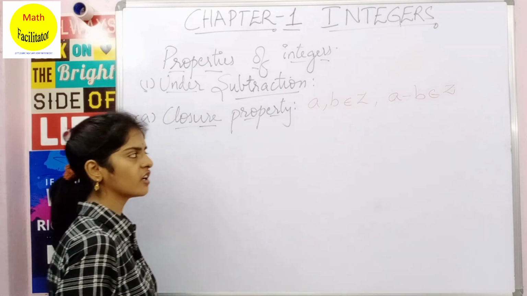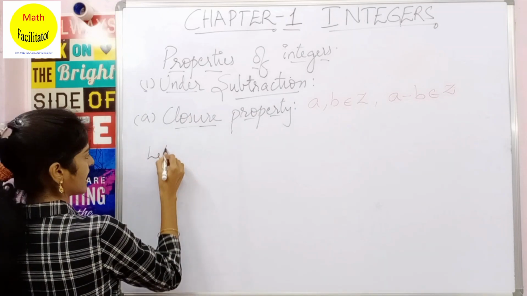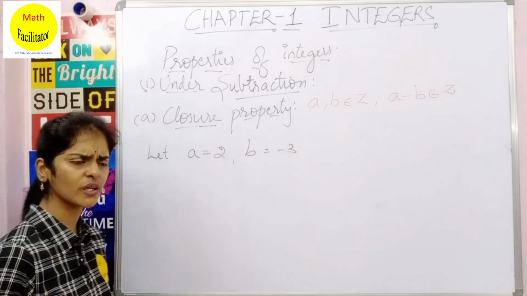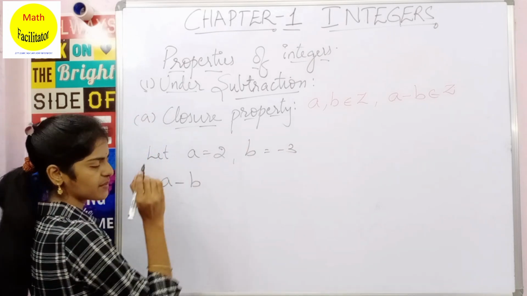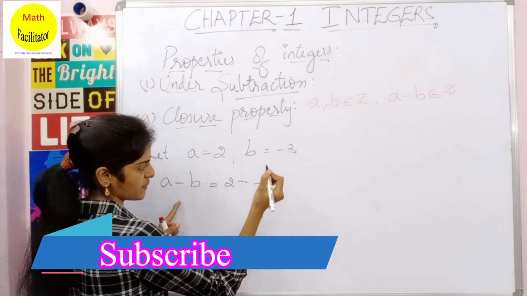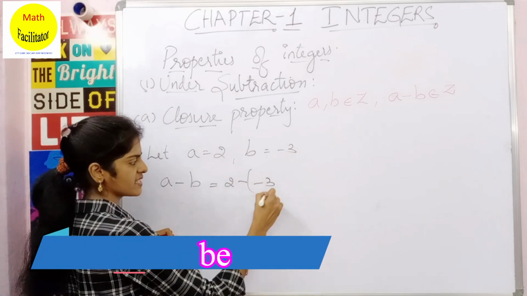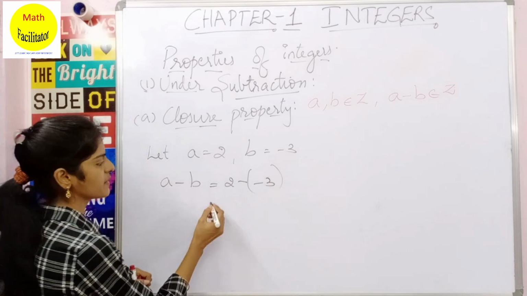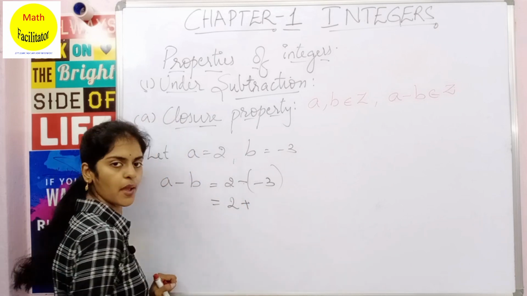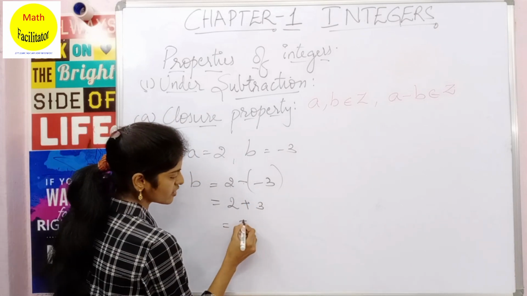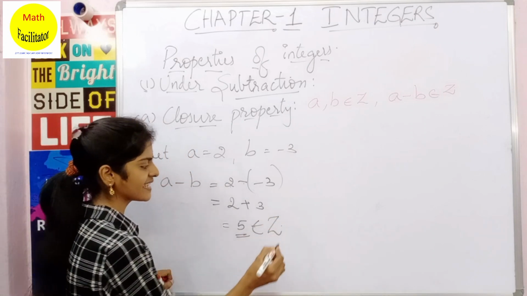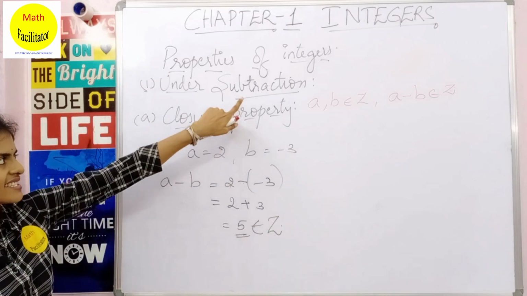Now let us check. Let a is equal to 2 and b is minus 3. Now what is a minus b? It is nothing but 2 minus (minus 3). Since two signs are side by side, you put a bracket. Now here it is 2, minus into minus is what? Plus 3. So the answer is 5. Clear? Now 5 belongs to integers, so you can say that integers are closed under subtraction also.